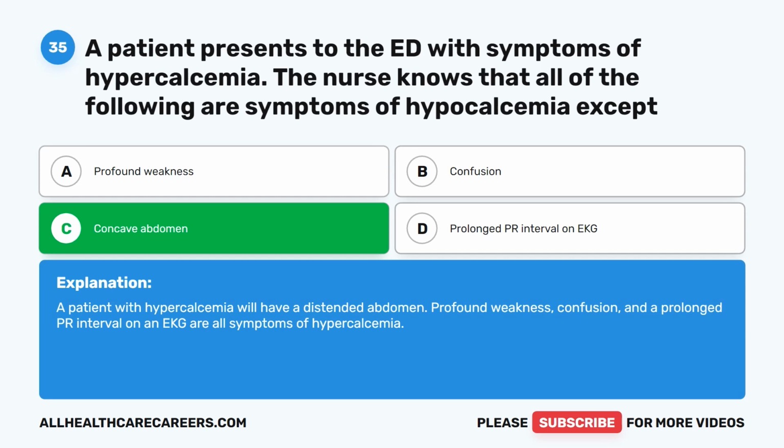Profound weakness, confusion, and a prolonged PR interval on an EKG are all symptoms of hypercalcemia.